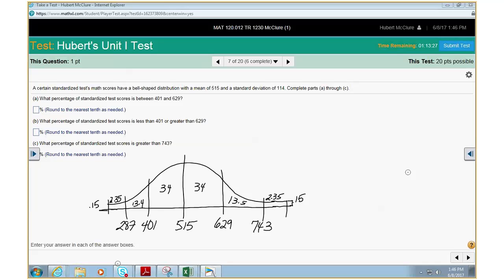All right, now you're ready for questions A through C. What percentage of standardized test scores is between 401 and 629? 68. What percentage of standardized test scores is less than 401? 16%. Yes. And what percentage of standardized test scores is greater than 743? 2.5. So there is your answer. And we feel good about ourselves.